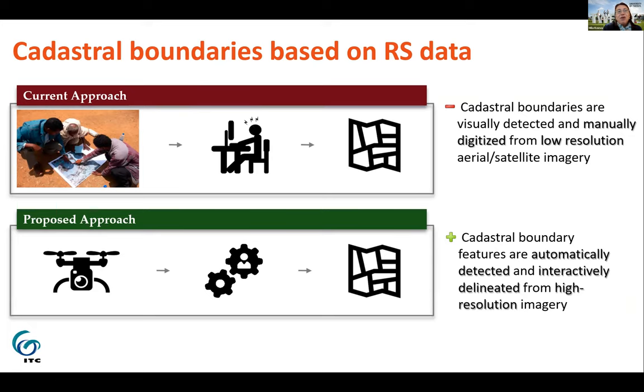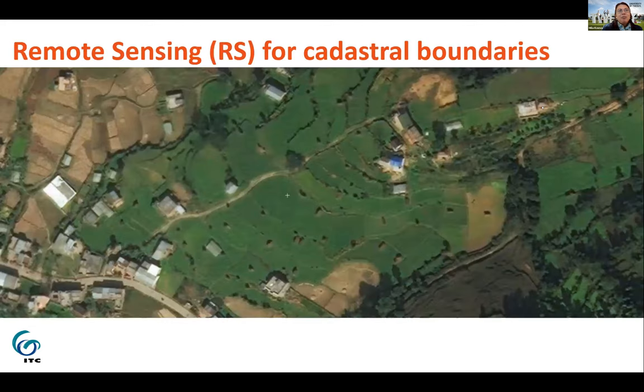As I mentioned already, we tried to find an innovative approach, which is based on remotely sensed data, whether this is UAV or satellite imagery or aerial imagery, which has been capturing the land. And we were trying to develop methods for automatic or semi-automatic feature extraction based on these high resolution images. You can see on the slide the comparison between the current cadastral approach and the proposed approach. And I will elaborate a little bit more in this presentation about this.